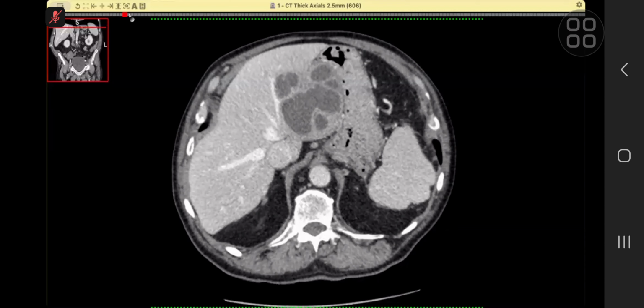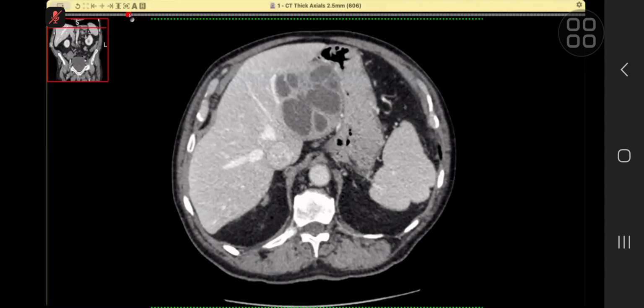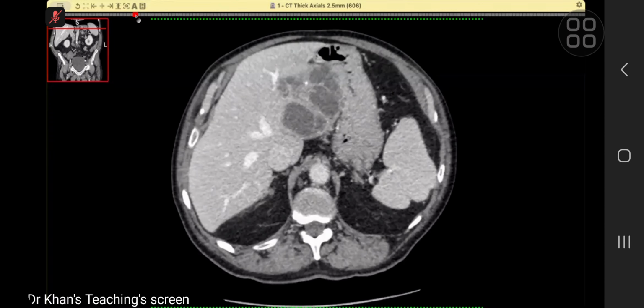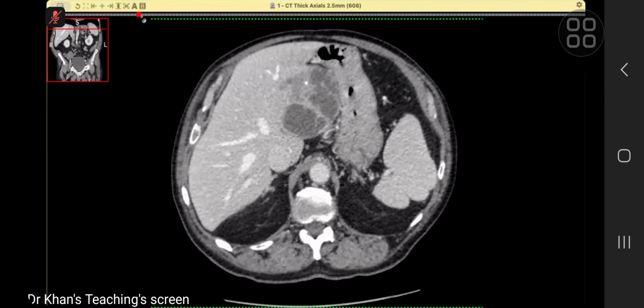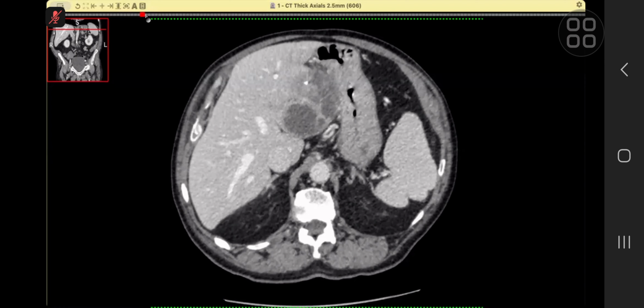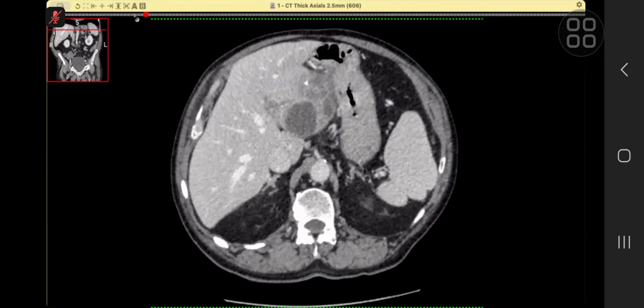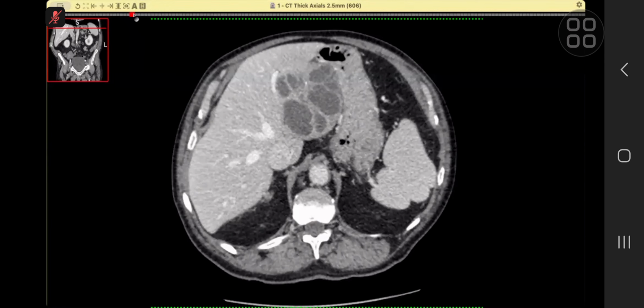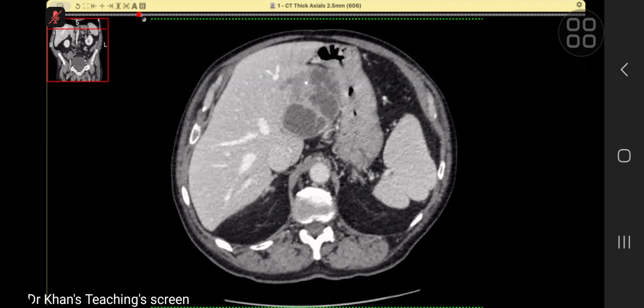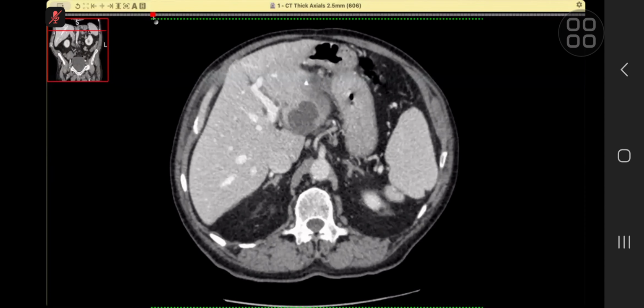So the differential for this multiloculated hepatic lesion: this could be an abscess. This can be a hydatid cyst. The mets are less likely, because this is a single lesion, and the appearance of metastasis is different. Apart from that, the primary hepatic tumors are also less likely. So this is likely an infective etiology, likely an abscess, or could be a hydatid cyst.